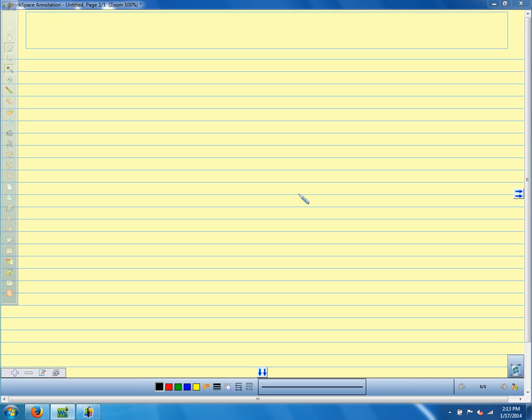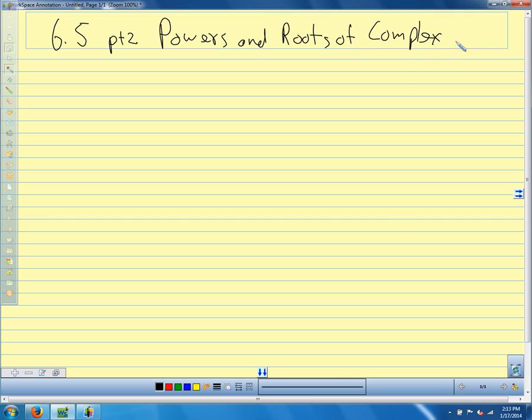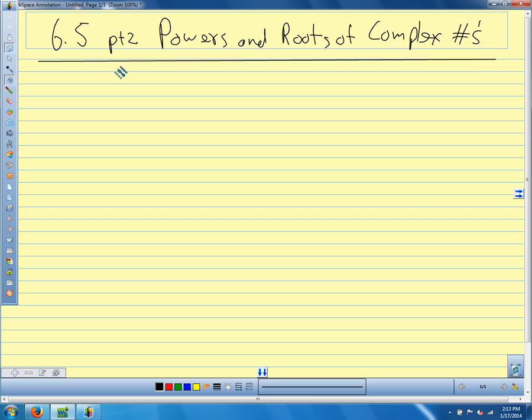All right, so we're doing section 6.5, part 2. We're going to talk about powers and roots of complex numbers. So this continues on from what we talked about yesterday when we were talking about complex numbers in trig form.